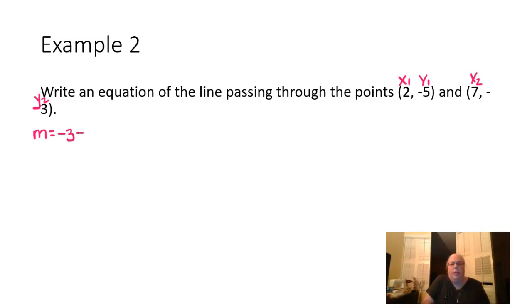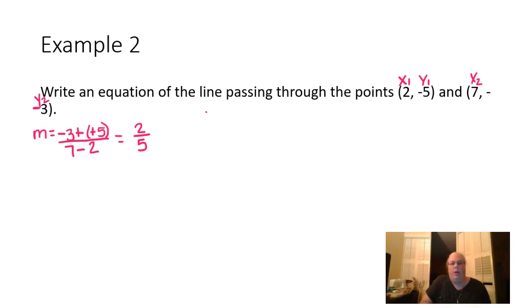y2 minus y1 divided by x2 minus x1. Two negatives make a positive here. -3 plus 5, that's +2. And 7 minus 2 is 5. So our slope is going to be 2/5.